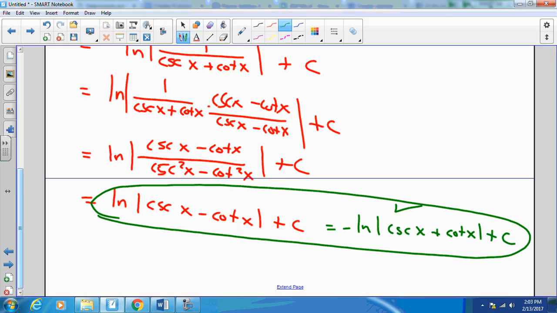So you'll see both of these forms in the textbook, but I like the one in green right here because it has a nice parallel to the secant antiderivative, which is natural log of secant plus tangent. So we know, no, you don't have to. These are alternate acceptable forms. Yep.